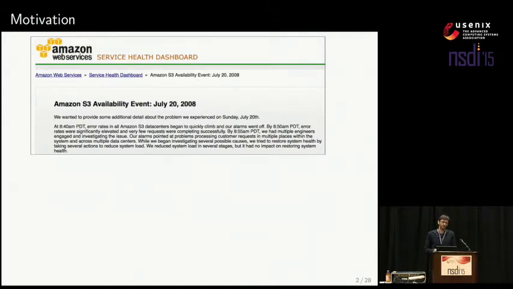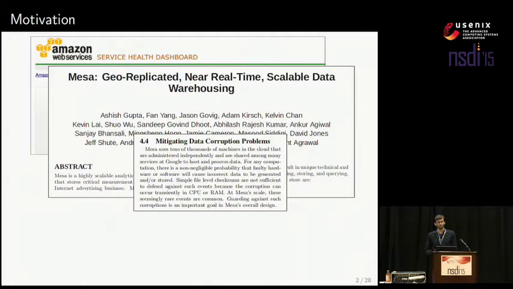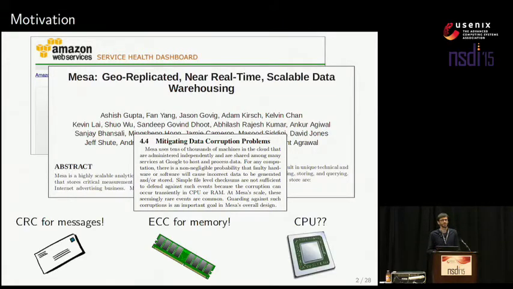Last year in VLDB, Google presented their Mesa data warehouse system, which is used to store business-critical data such as ad clicks. And the Mesa system is designed from the ground up to cope with data corruptions, because such data corruptions occur often in their environments. Interestingly, in commodity hardware data centers, it is not sufficient to use standard techniques such as CRC in the messages and ECC in the memory modules, because the commodity CPUs used can also fail.